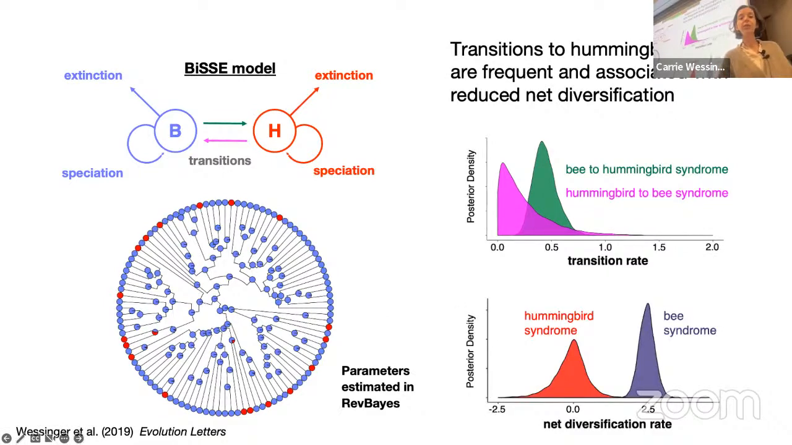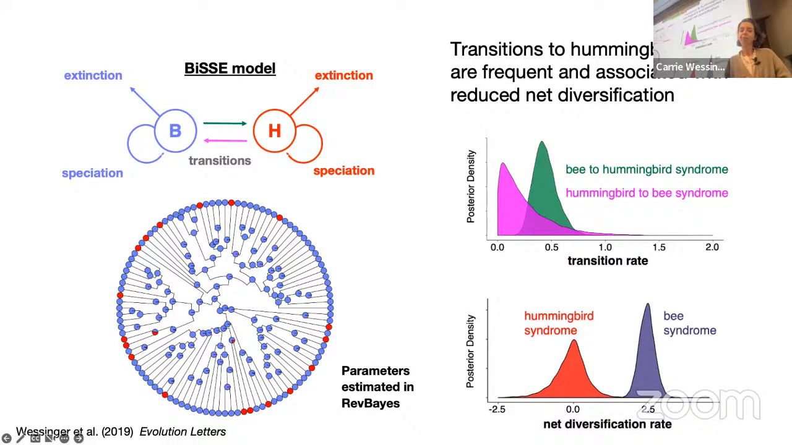The second result is that the hummingbird syndrome is associated with a substantially reduced diversification rate that seems to be driven by a reduced speciation rate. Now, there are a lot of caveats to these state-dependent diversification models. So we know that the dynamics of diversification are much more complicated than are modeled by these relatively simple approaches. And, in many situations, there could be multiple sets of parameter values that are equal fits to the data.